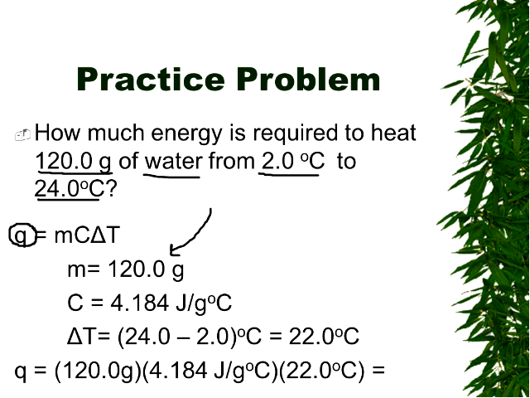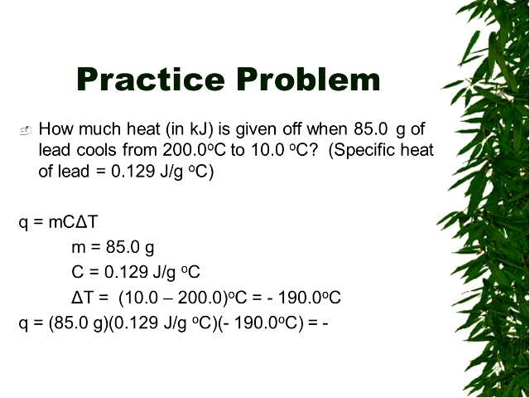Then Q is equal to M times C times change in T. You just multiply them all together. Here's a little trick too. Once you know this, you don't need to worry about the units because grams go away with grams, Celsius goes away with Celsius, and the only thing left is joules. So your answer is going to be in joules.